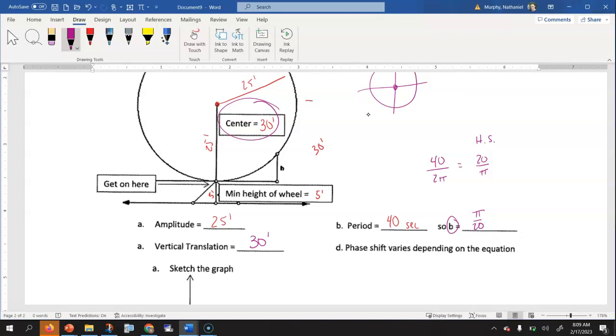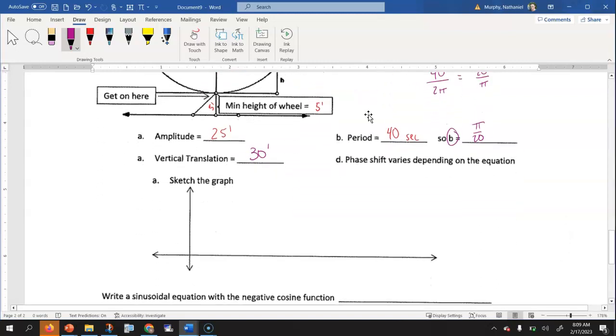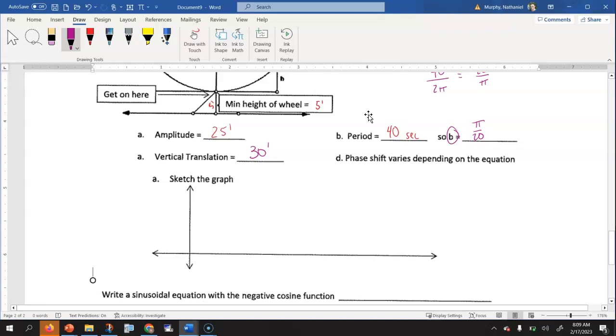And the phase shift, again, depends on which equation we're going to use, so we'll get to that in just a minute. So let's sketch a graph of what's going on. The center of the wheel is going to be 30 feet above the ground, the highest point of the wheel is 55 feet above the ground, and the lowest point is 5 feet above the ground. The x-axis represents the ground now, and that horizontal dashed line represents the center of the wheel.